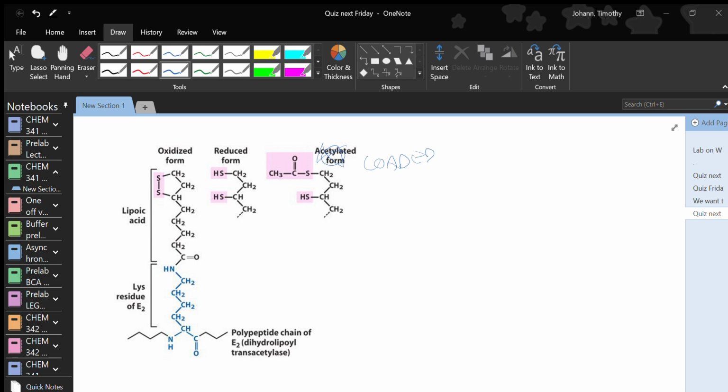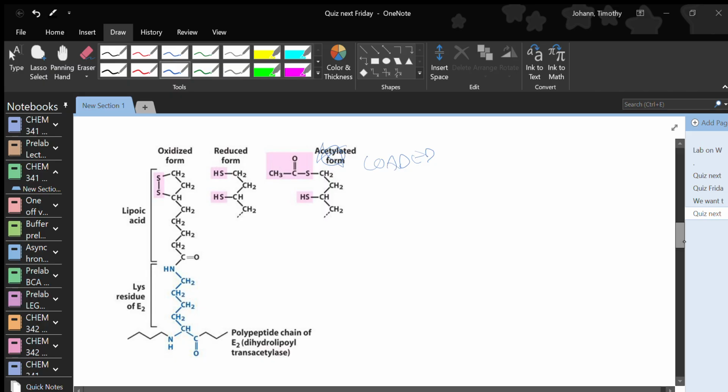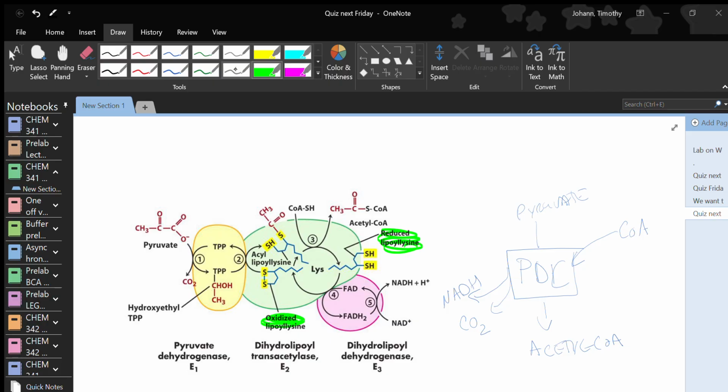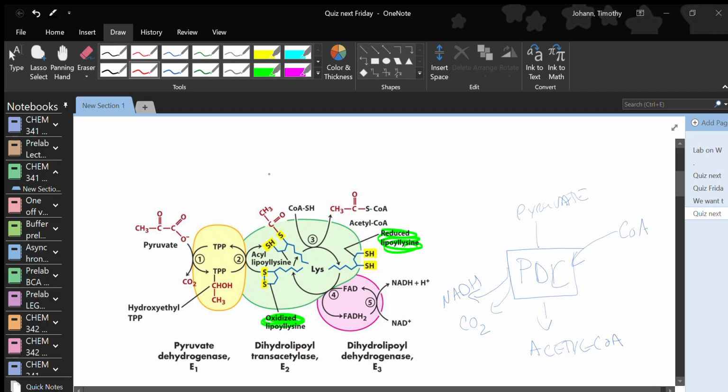Yes? Can you show in a diagram, back on the previous one, which is reduced and which is oxidized? So here it's oxidized. Here it's reduced. They actually have them labeled. And then here, I would call this loaded.